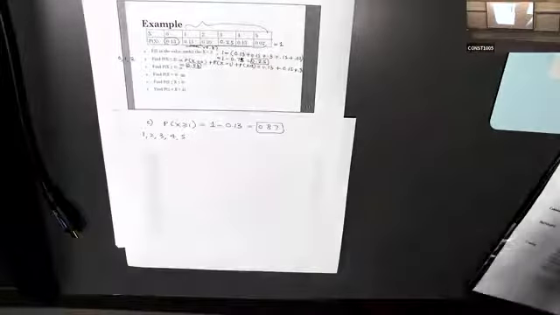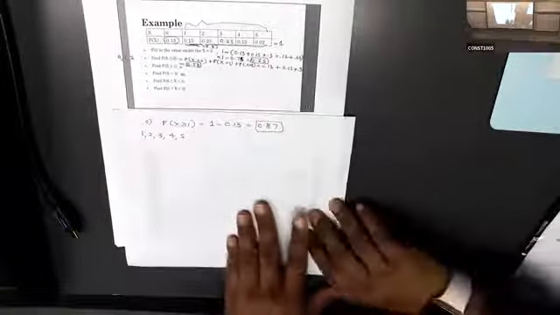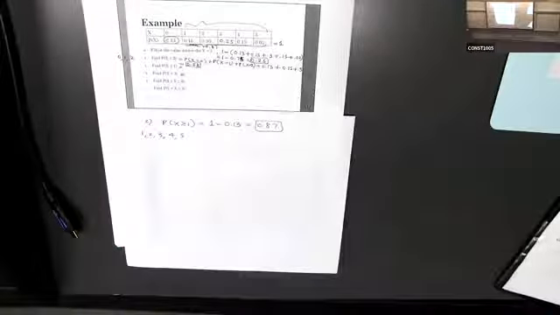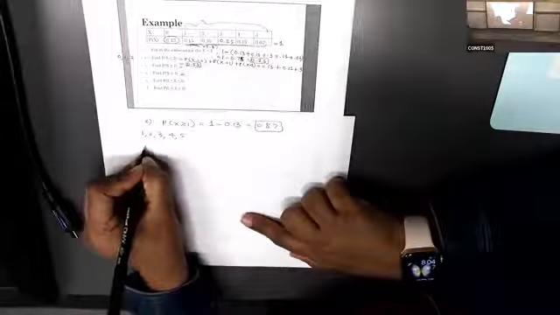Okay, then next one. Okay, then D, part D. Tell me what is the question. The probability of x value is greater than 3. So what are the possible x values? Yeah, 4 and 5.